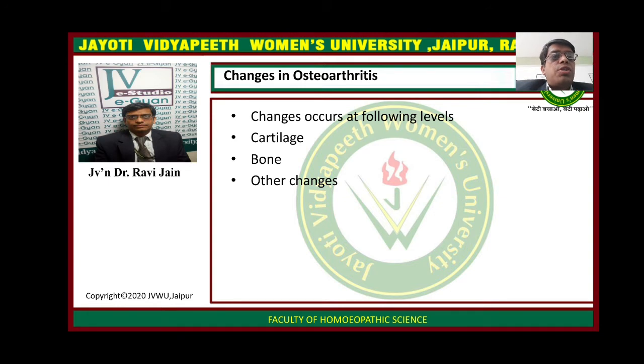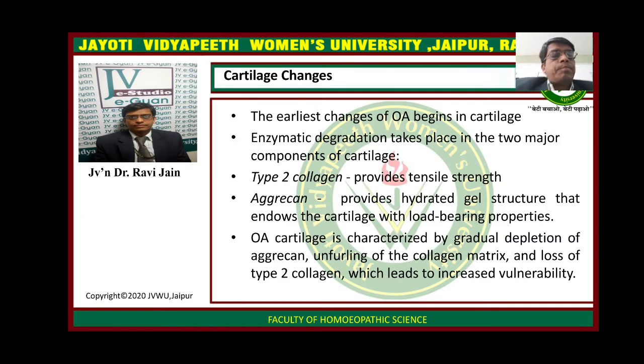Now, what are the different changes in osteoarthritis? Changes in osteoarthritis can occur at various levels. The changes can occur at the level of cartilage, bone, and other changes. Now, what are the various cartilaginous changes that are seen in case of osteoarthritis? In the cartilage, there are a lot of changes occurring. The earliest change in osteoarthritis begins in the cartilage.